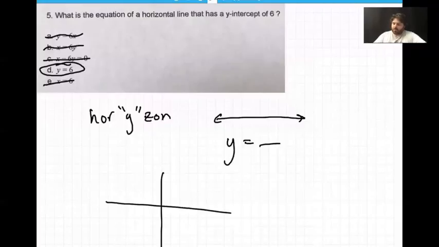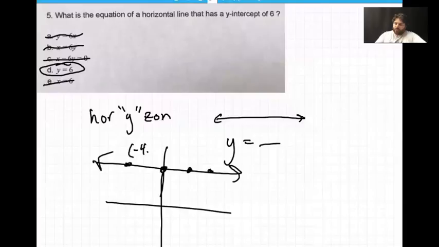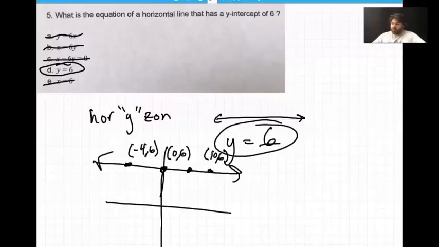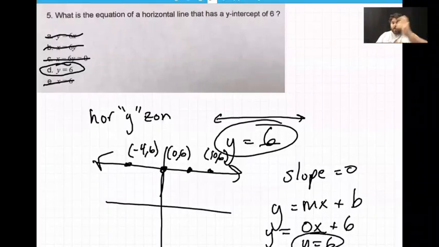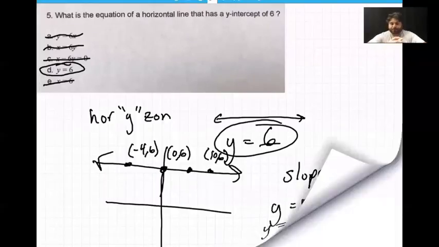But we can really reason through this horizontal line through 6 here. Notice how all the points have something in common. This is (-4, 6). This is (0, 6). This is (10, 6), etc. All the y numbers are 6, so it has to be that. Also, remember, this is a horizontal line. The slope of a horizontal line is 0. So when we write it as y = mx + b, we know that m is 0 and b is 6. So y = 0x + 6, and that simplifies to just y = 6. So even further evidence there that that really is the case.